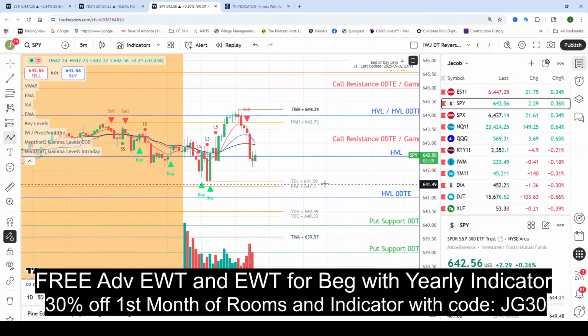Let's see if we can get the more direct breakdown here, and rapid selling would be a good thing for us since we're short.